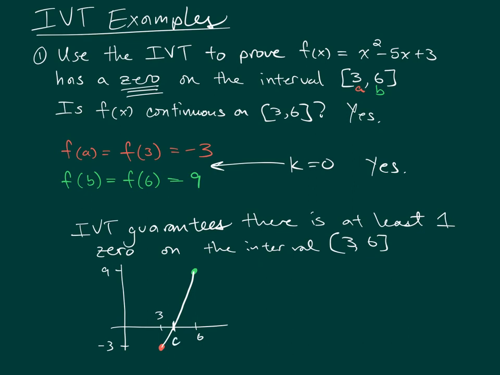Finding c is a little bit different. Luckily, we will just use the intermediate value theorem to search or prove that there is a 0 on a given interval.